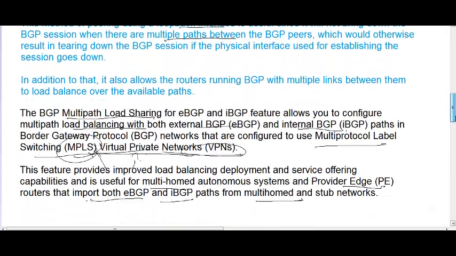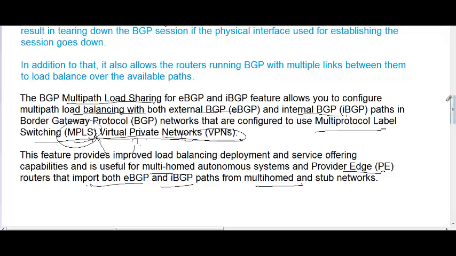When we have multi-homing, we have multiple customers. When we have multiple customers, we have multiple VPNs. And when we have multiple VPNs, to reach a particular destination, load balancing can be done both in iBGP as well as eBGP scenario. But BGP alone cannot do load balancing.